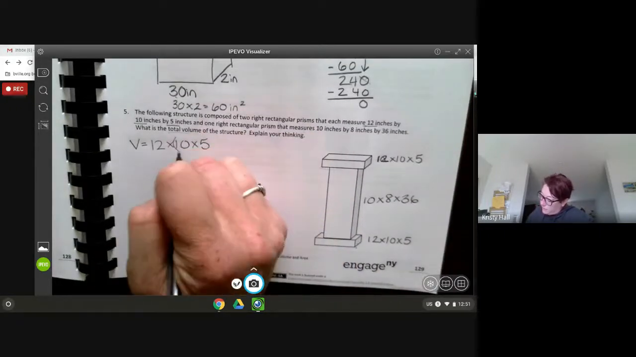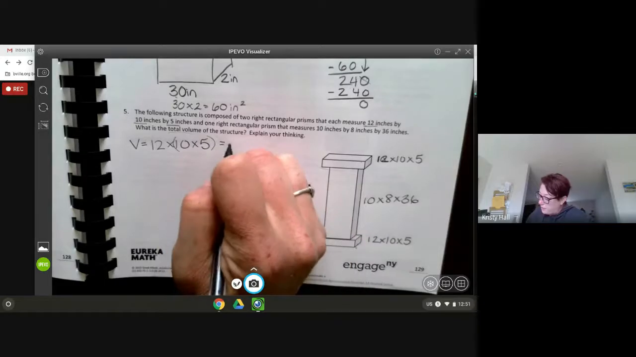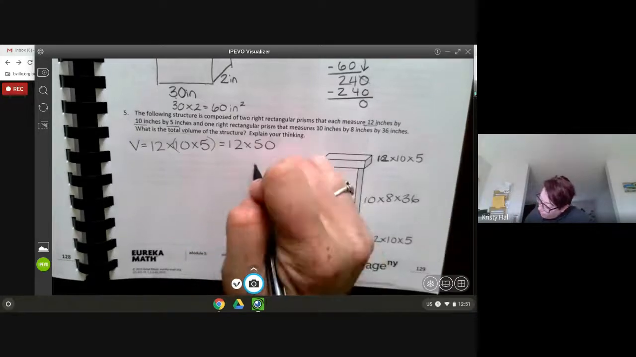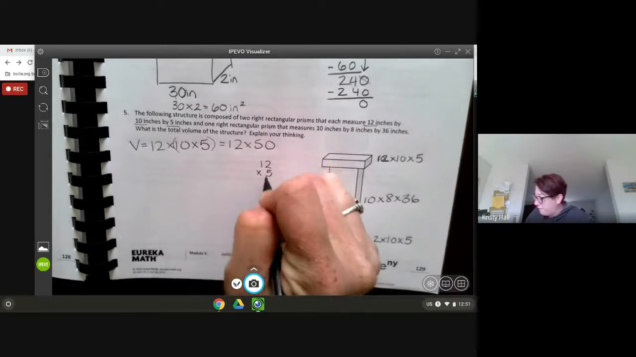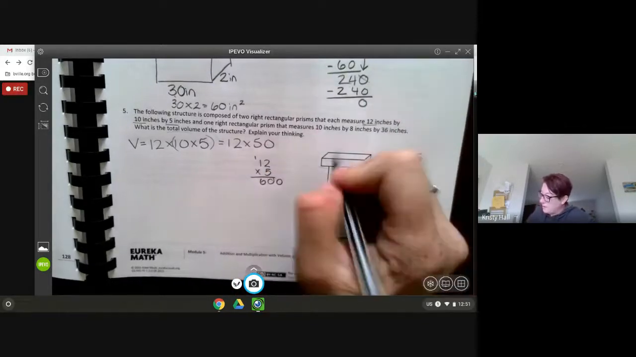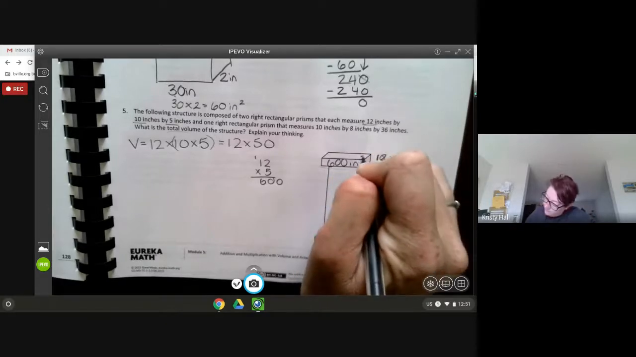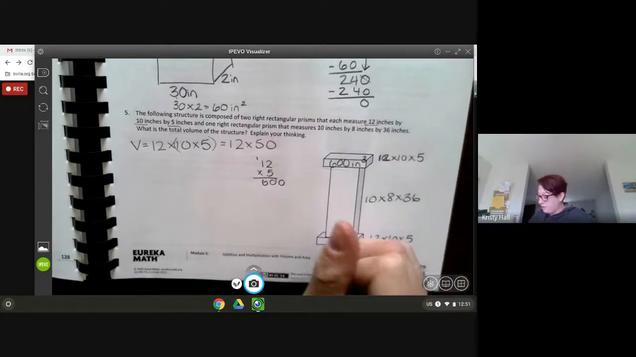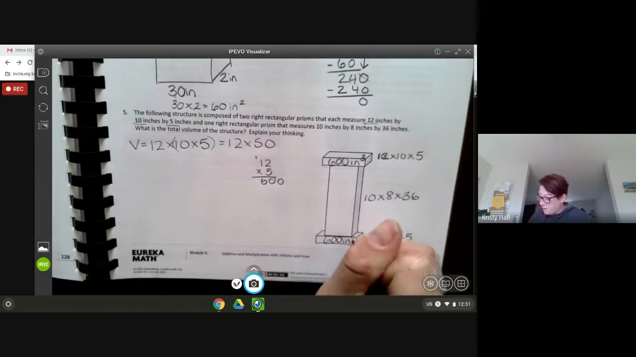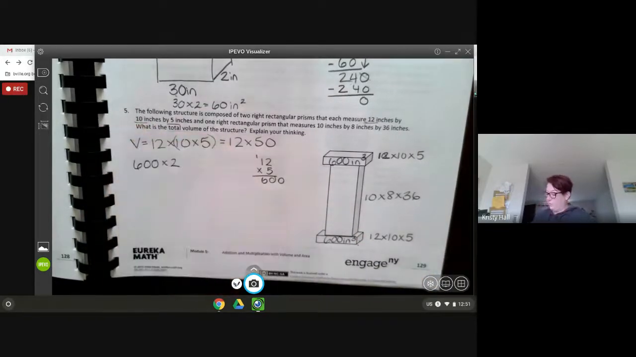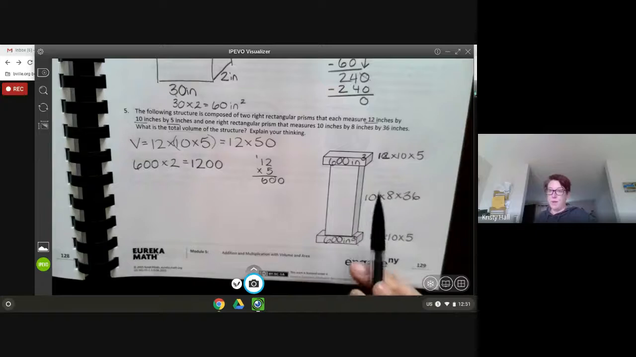So I know that I can do 10 times 5 together. So that would be 12 times 50. So when I'm working through this, I'm going to think 12 times 5. And then put that 0 on the end. So this is 600 cubic inches. And this figure on the bottom is the same. So all I have to do is plug that same volume in there. So really what I did there was 600 times 2, which is 1,200. So that's the volume for the top and bottom figures.